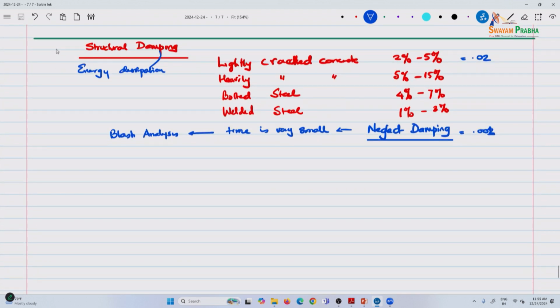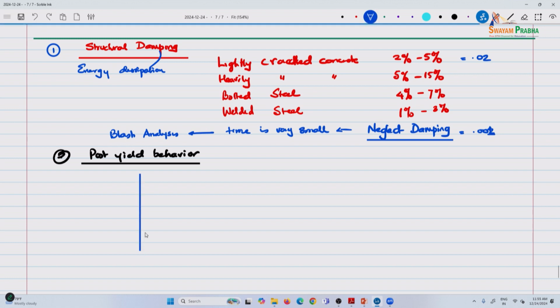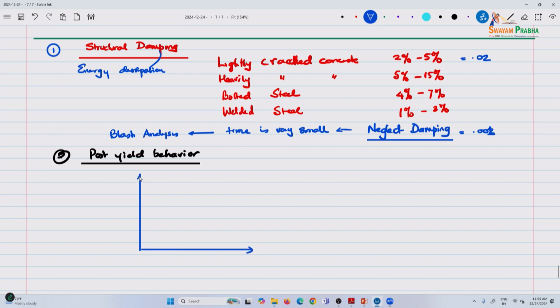Then, so that is one. The second thing is post yield behavior. So we are going up to damage. Most materials we are considering go beyond the yield point or the maximum point. As we all know, different materials have different behaviors. For example, if you take concrete and you are doing a P versus delta, you might have a variation that looks like this.